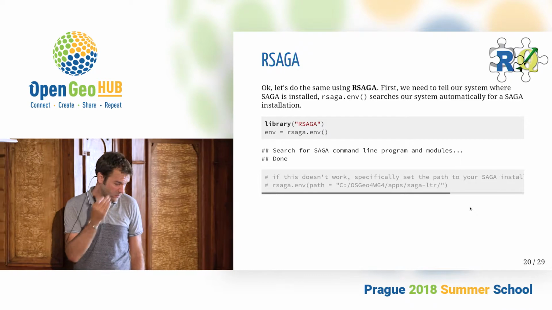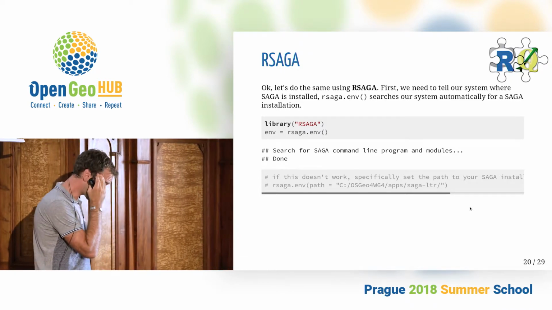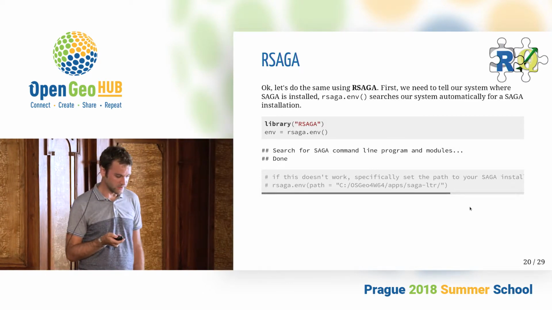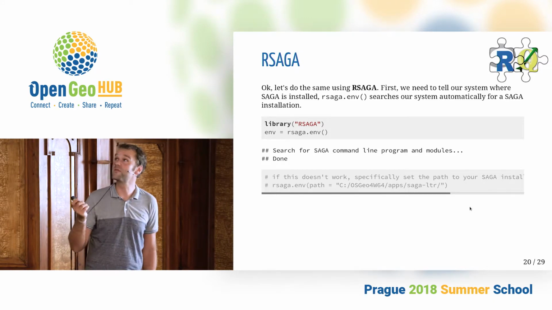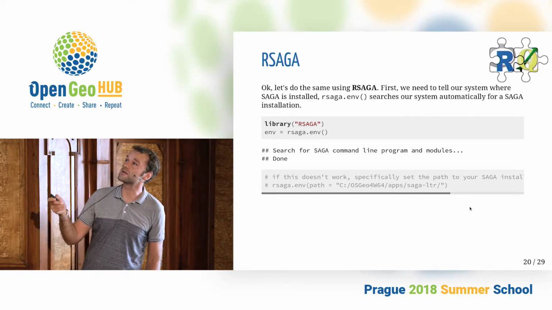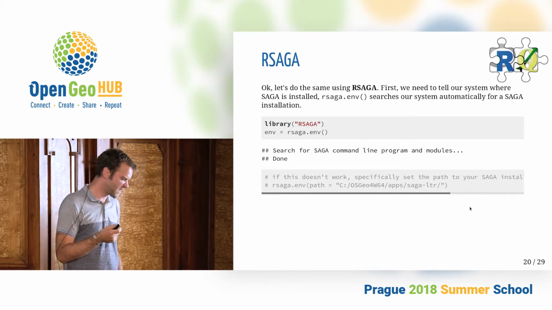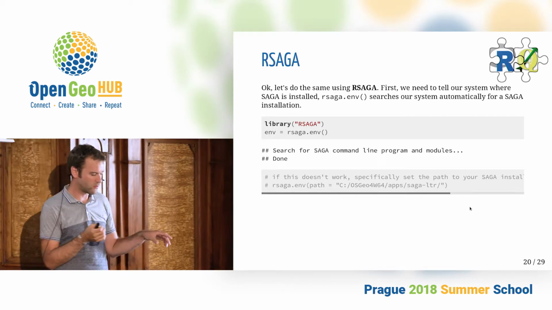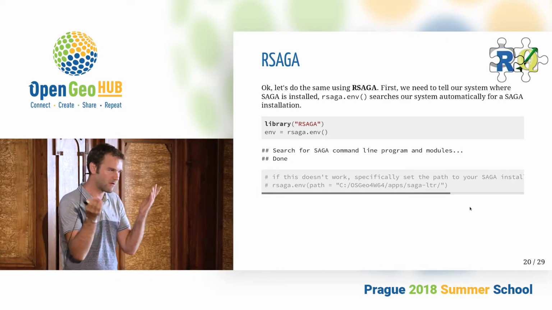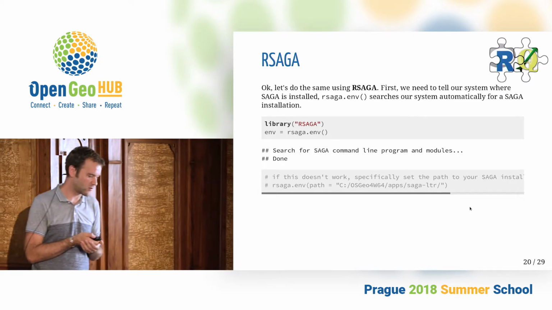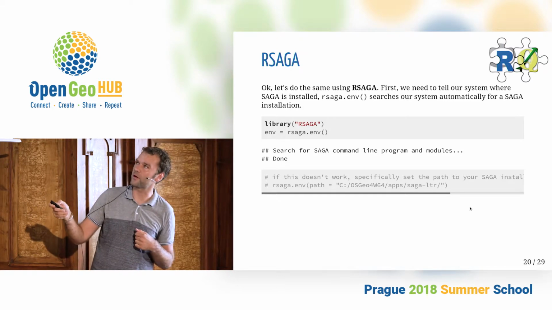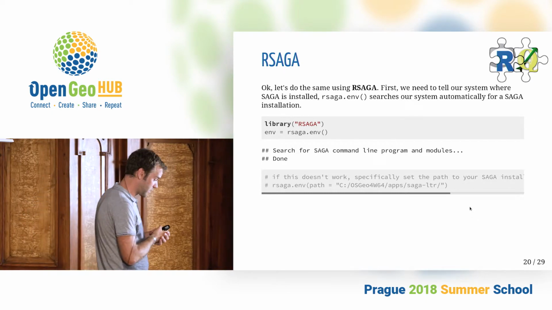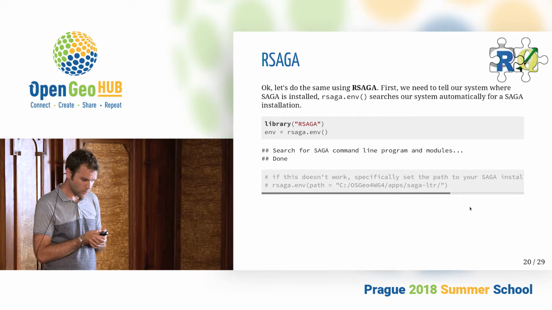Good. Let's have a short look at SAGA as well. We will do the exact same example, just in this case we're using the RSAGA interface. So first of all, we have to load the RSAGA library, then we use rsaga.env to set the environment, and rsaga.env will also automatically look for a SAGA installation, but if you have installed it in a funny place, it won't find it, and then you have to specify the path argument. So you say here in this place my SAGA is living. Good.